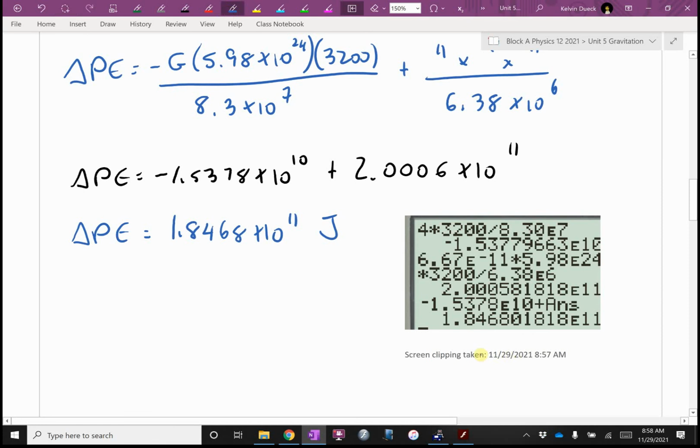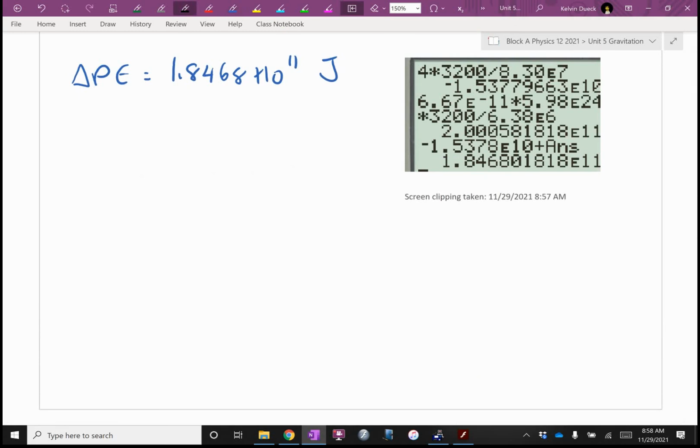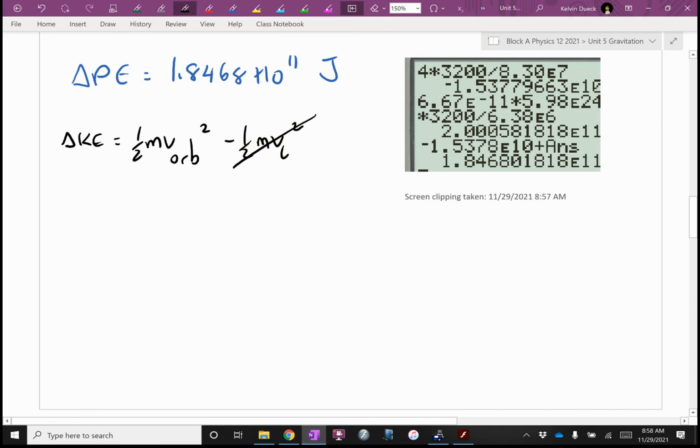Now let's find the change in kinetic. Am I going to have enough room? Maybe I will. The change in kinetic is going to be a half m v orb squared minus a half m v initial squared, although we said we're launching from the North Pole. They didn't give me v orb.